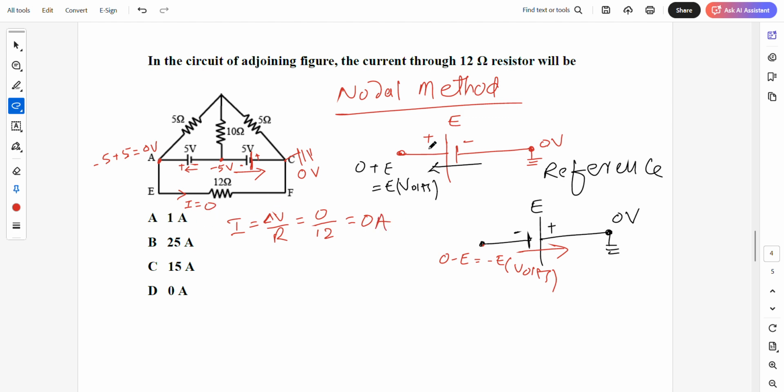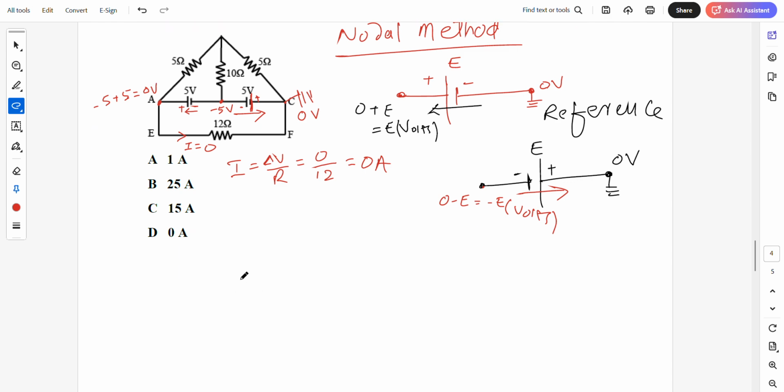Nodal method you have to use only when there is no resistor in series with the battery. What is the other simple method of doing this sum? You already know. This is like this. This is C, this is A, understood. This is minus, this is plus, 5 volts.